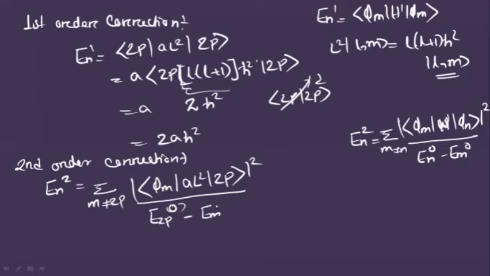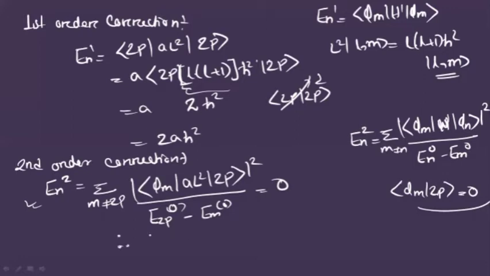Minus Em0. Since the states are different, because a is the constant term, it will come outside. The state is different because when L square operates on any state, it will not change the state. So this entire term will be 0 because phi m with 2p equals 0, because m is not equal to 2p, as given here. So this term gives you 0. That is, the second order correction is 0.